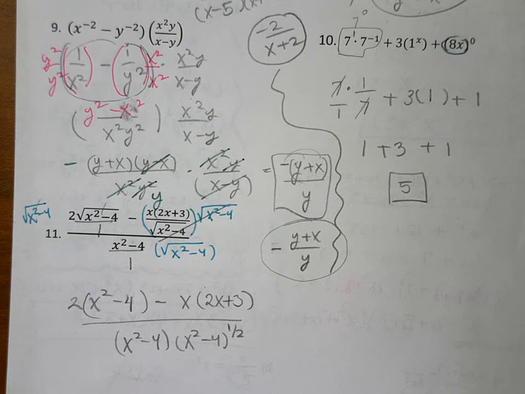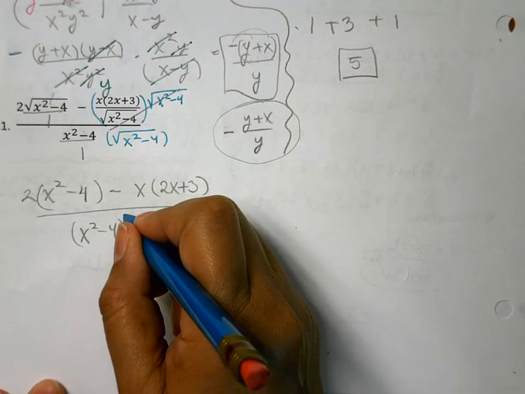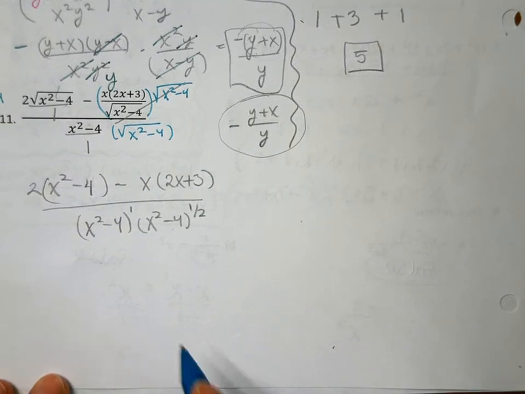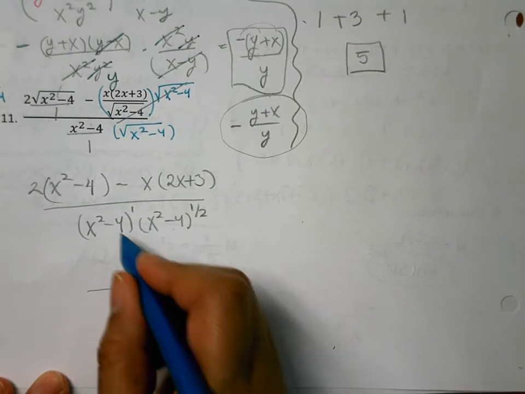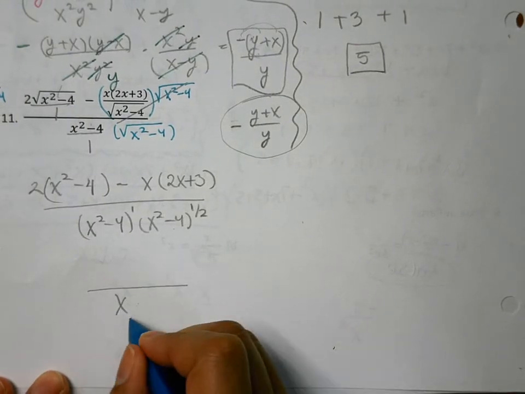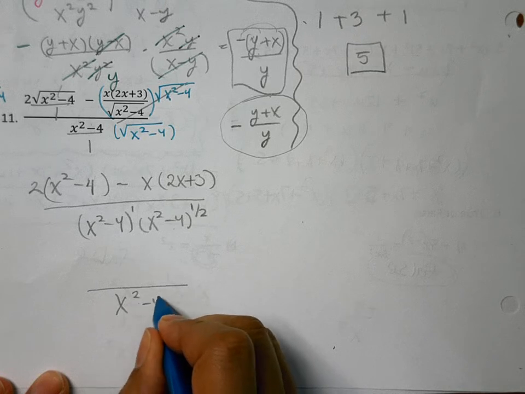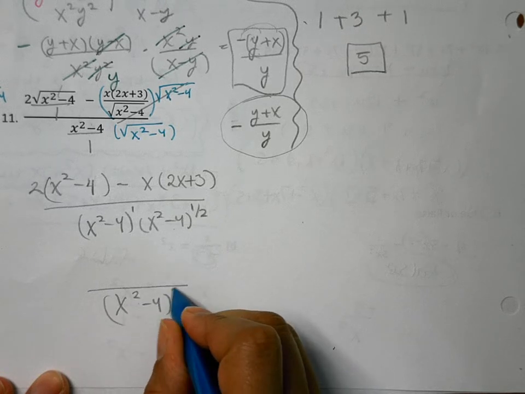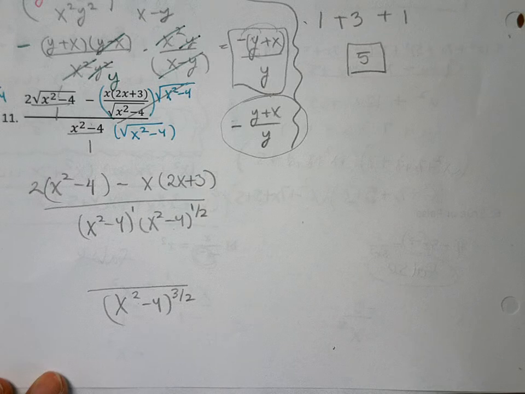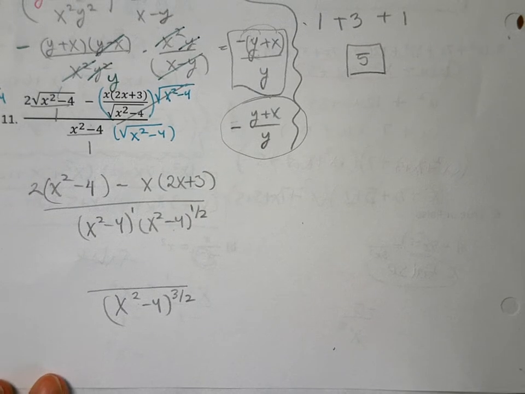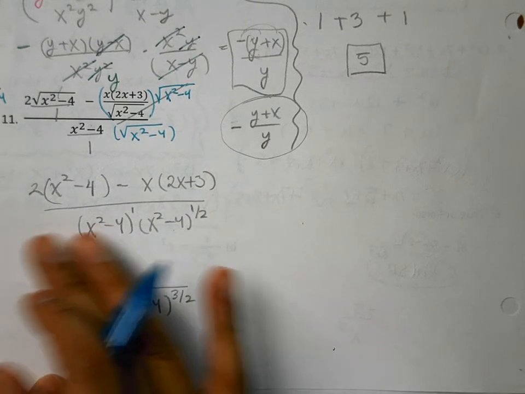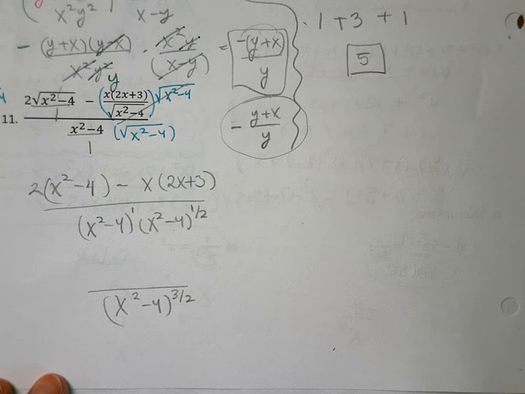of x squared minus 4, can anybody tell me why I would rewrite it as x squared minus 4 to the 1/2? Because that's the same thing. Because they have the same base, and I'm multiplying it, what do I eventually want to do with the exponents? Add them. And when I add 1 plus 1/2, write it as an improper fraction, x squared minus 4 raised to the 3/2. Don't put 1/2 to the 3/2.